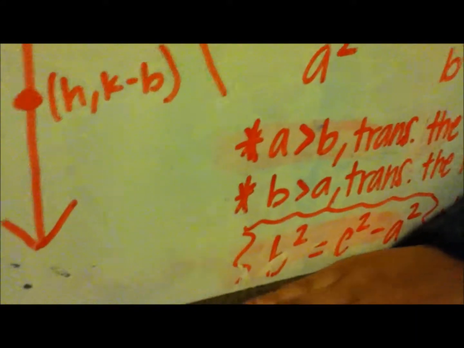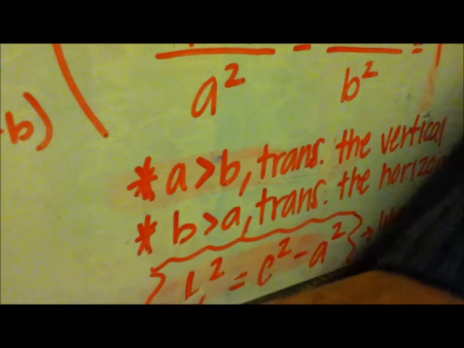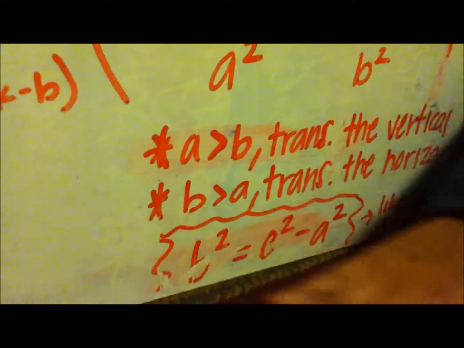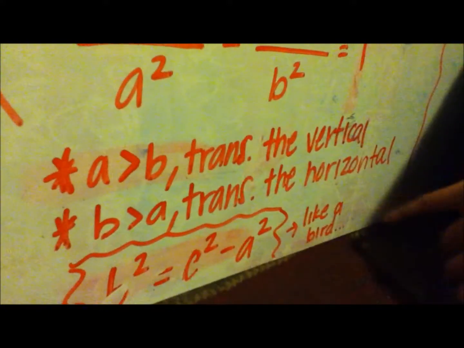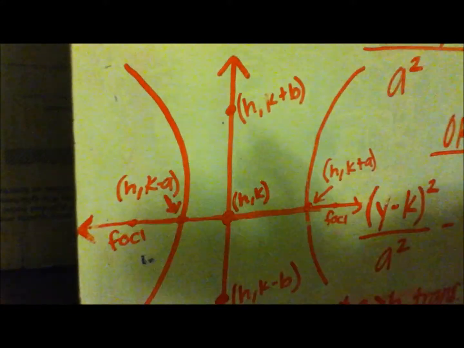And what we've learned is baka, baka, and it's like a bird. You know why it's like a bird? Because when we go back to the graph, this kind of looks like a wing. So like baka, that's a hyperbola.